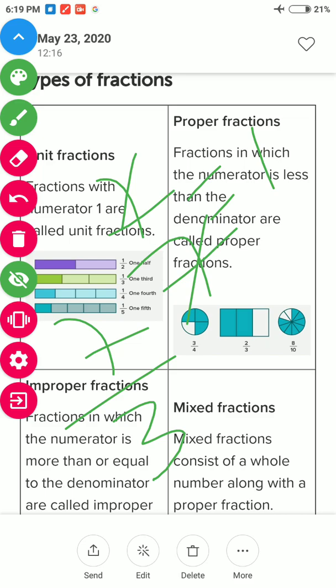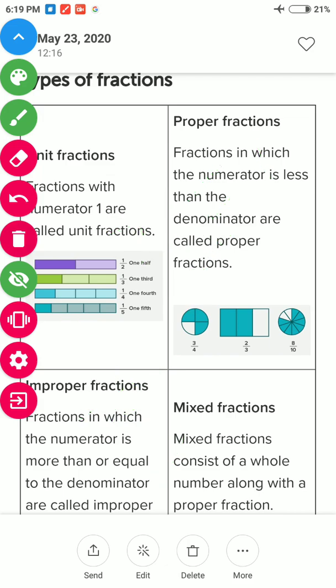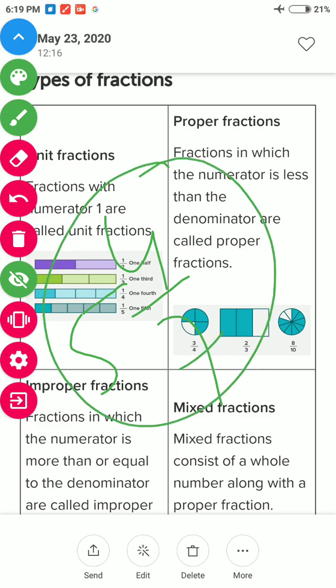And the last one is the mixed fraction. Mixed fractions are the combination of a whole and a proper fraction. Whole means any number, for example, 5, and a proper fraction, meaning the numerator is less than the denominator, for example 4 divided by 7. It is called the mixed fraction because it is a combination of a whole number and a proper fraction. Therefore we can say that a mixed fraction is a fraction which is the combination of a whole and a proper fraction.